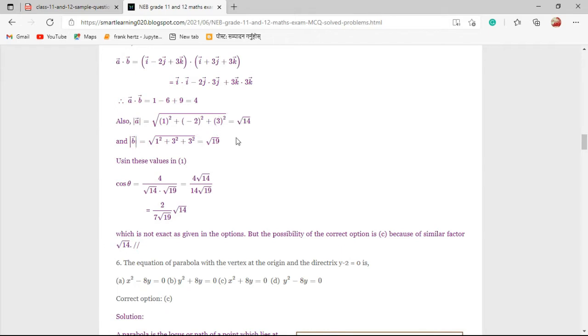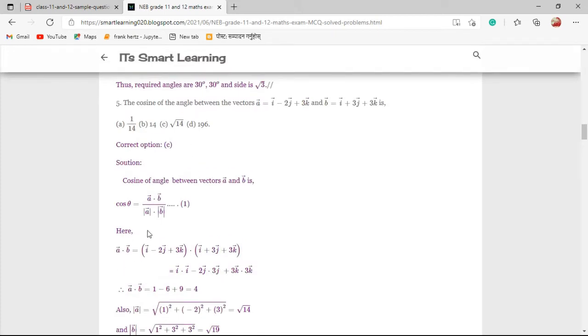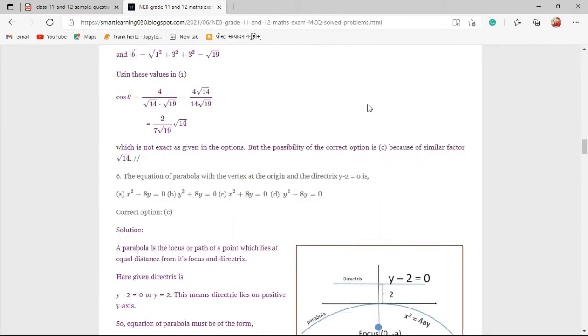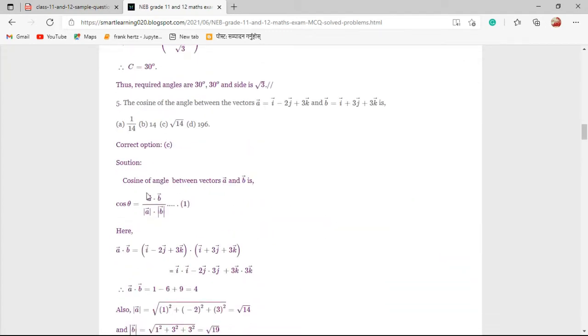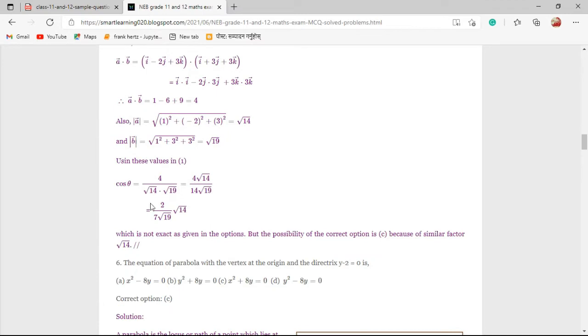For calculating these values, you have to consider only the coefficients of the i, j and k. In case of A, the coefficients are 1, minus 2, 3. In case of B, the coefficients are 1, 3, 3. Using these values I calculated the dot product of A and B, the magnitude of A, the magnitude of B, and I simply used these values in the formula, and I obtained this value, which is not given in the options.